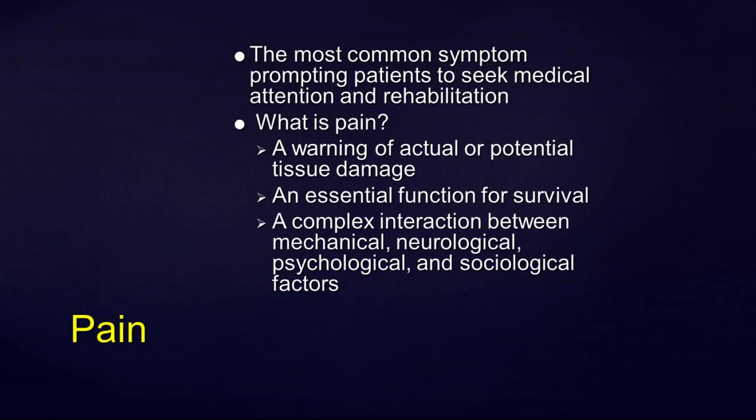So pain serves a useful biological function. It tells us, oh, get your hand out of the fire. You know, that's good. Or it's a warning of actual or potential tissue damage. So you don't have to have tissue damage in order to have pain. It could just mean that, oh, there's the potential for tissue damage, so you have to take some action. It's the alarm system of our body, and it's an essential function for survival.